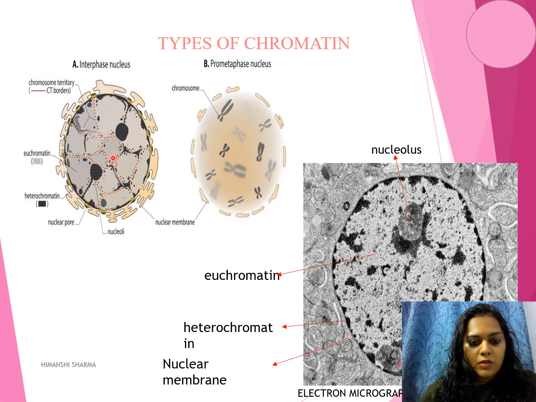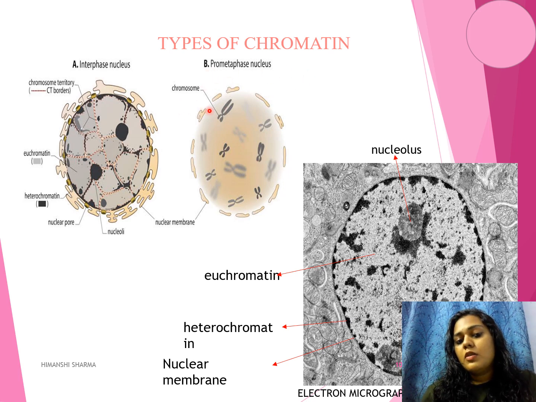This is the interphase nucleus. This is the prometaphase nucleus. In the prometaphase nucleus we can see the more condensed form, that is chromosomes, and in the interphase nucleus we can see the less condensed forms, that is euchromatin and heterochromatin. This is the nuclear membrane and this is the nucleolus.